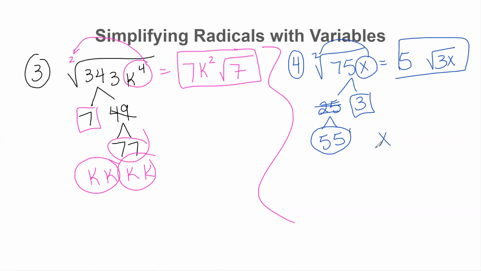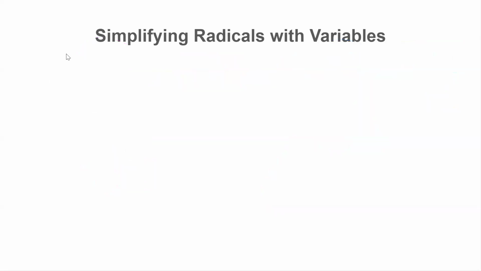If you wrote that out, there's not a partner. He's going to stay inside with the 3 because they don't have partners. So you could scoot the 5 over. 5 root 3x. Answer. Number 5.